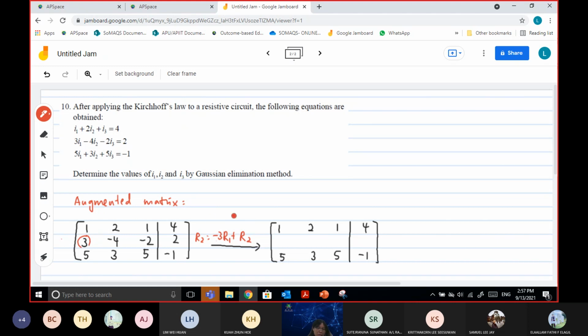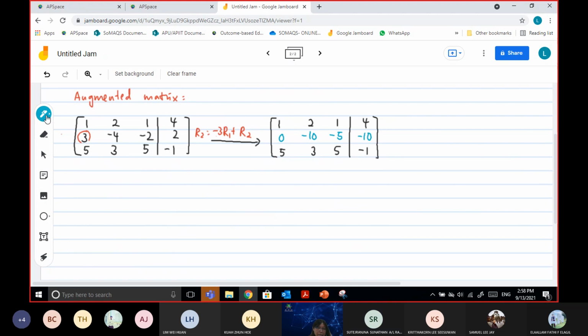So negative 3 plus 3 is a 0. Then negative 3 times 2 is negative 6, plus negative 4, negative 10. For the third column, negative 3 times 1 is negative 3, plus negative 2, negative 5. Next for the 4, 4 times negative 3 is negative 12, plus 2, negative 10. So we get the values for the second row.